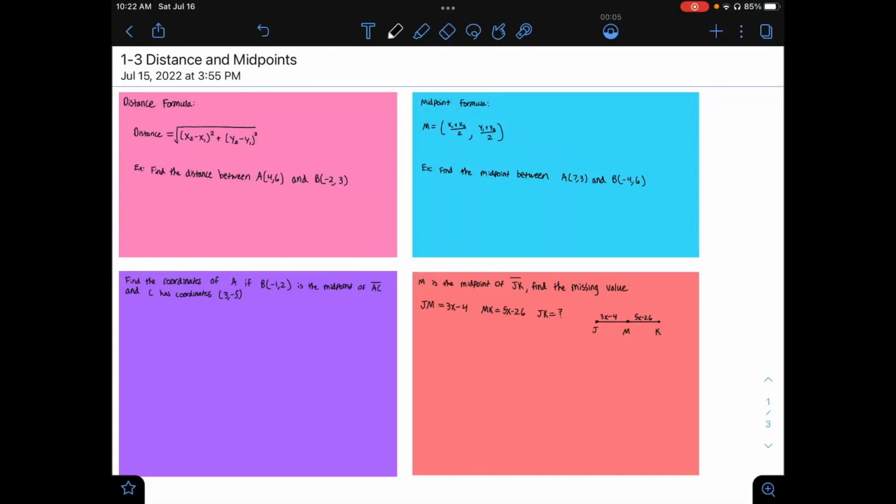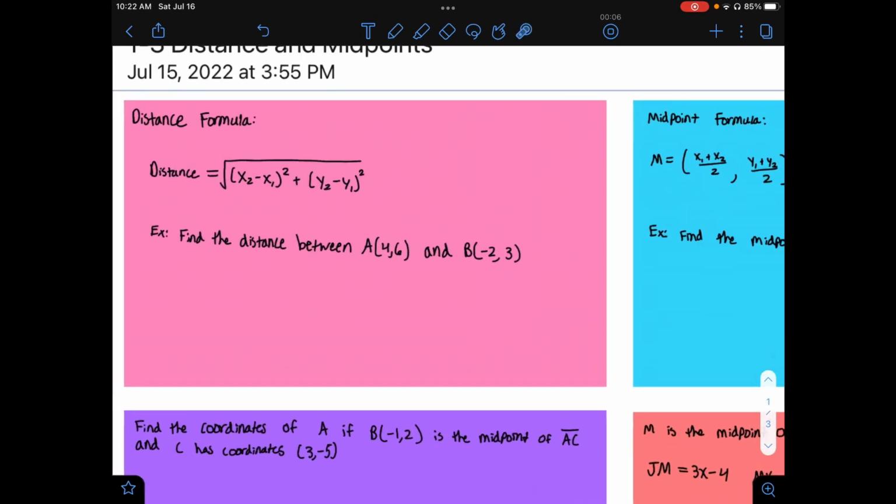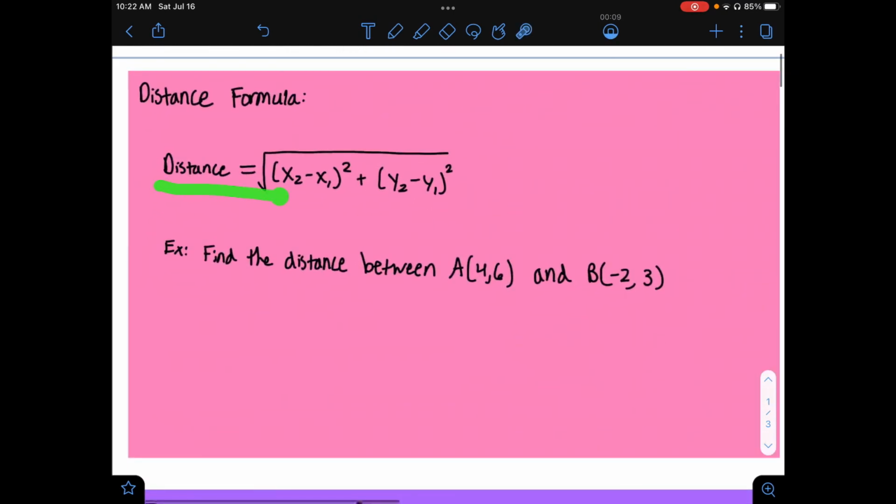Today we're going to be covering the distance formula and the midpoint formula. So we're going to start here with the distance formula. The distance formula is the square root of x2 minus x1 squared plus y2 minus y1 squared.